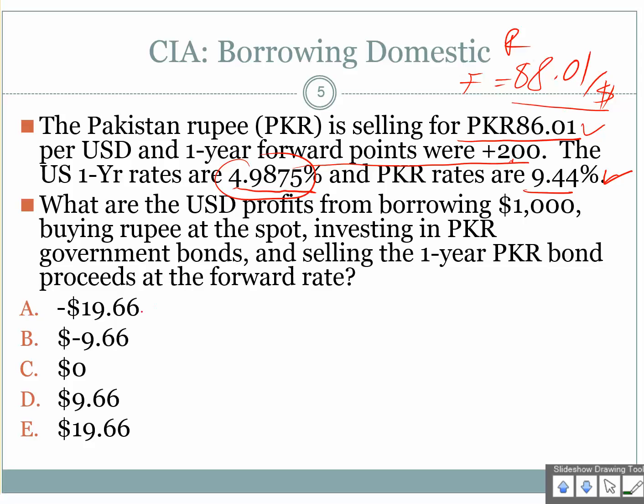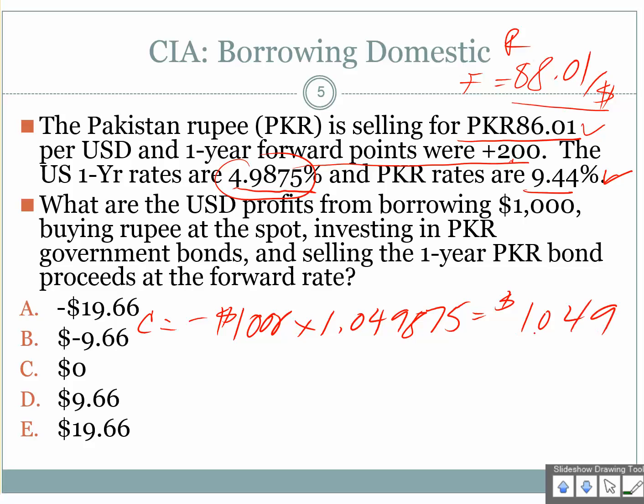So let's look at the costs and revenue of the strategy. The costs of the strategy are pretty straightforward. I'm going to borrow $1,000 at 4.9875. So my costs are about $1,049.